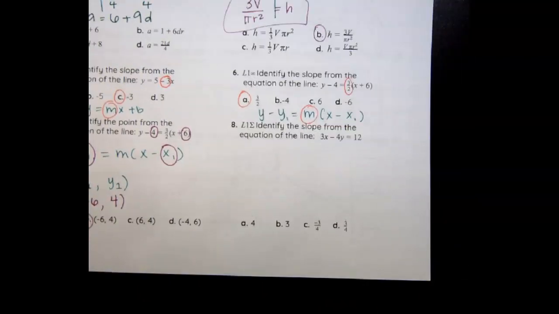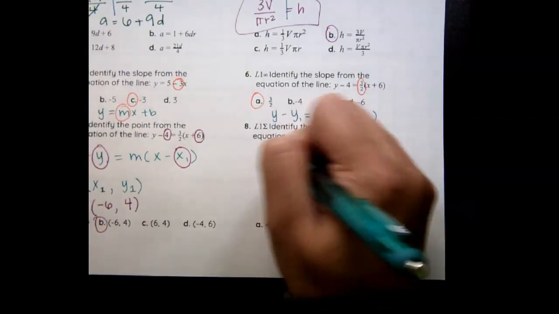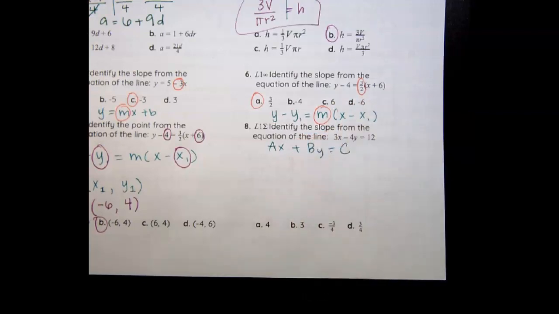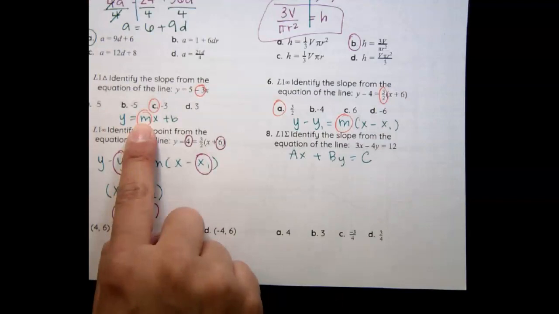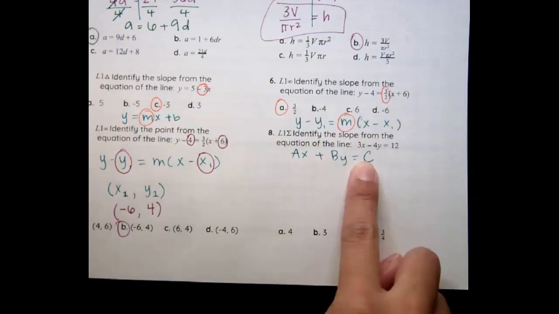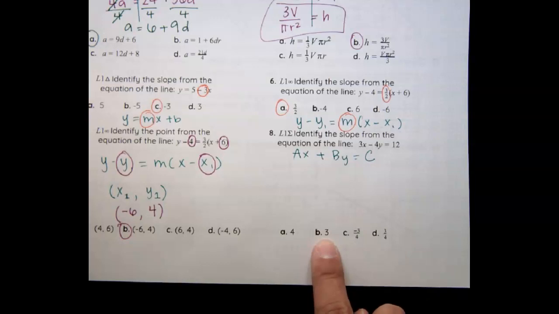Number 8, identify the slope from the equation. This is in standard form, ax plus by equals c. I don't see an m anywhere in there. Here I had an m that represented slope. Here I also had an m that represented slope. Here there's no m. So do not look in front of x and tell me that the slope is 3. That's an answer choice, but we put that there on purpose. The answer is not 3.